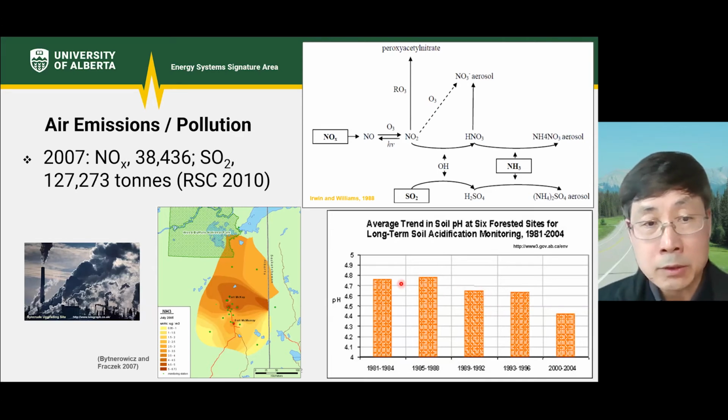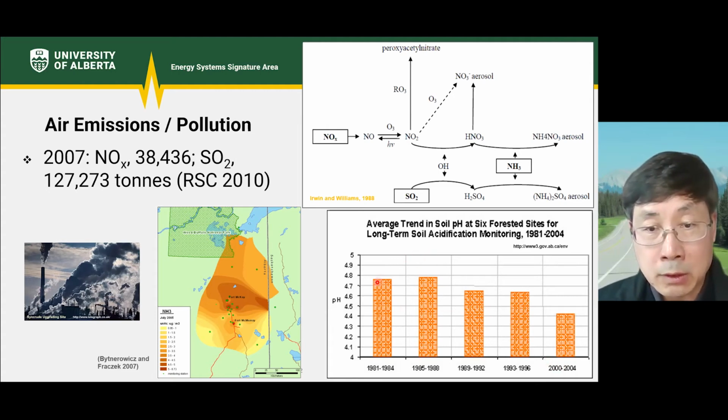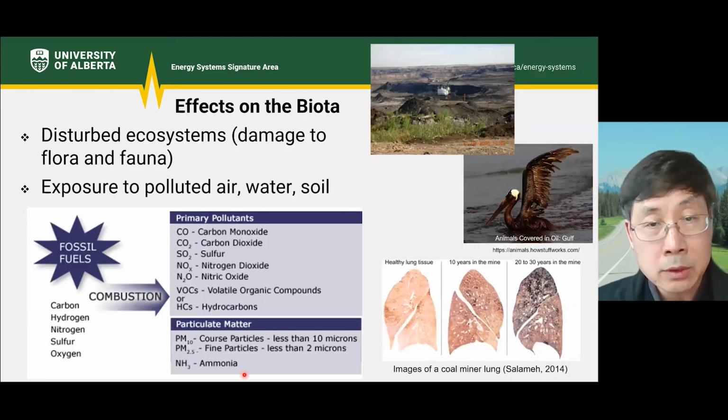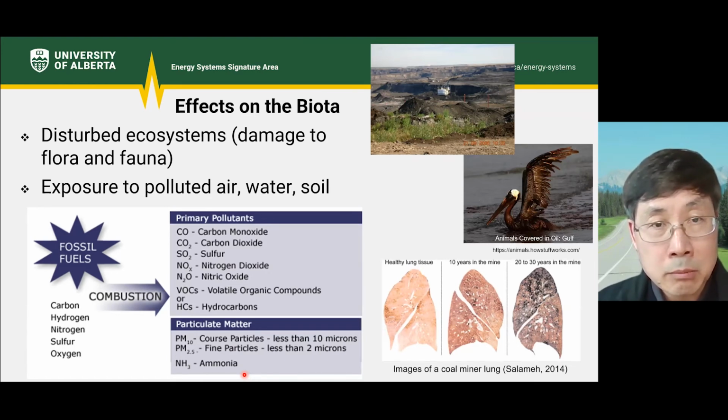And this acidic deposition would then cause soil acidification. This is data coming from Alberta. Long-term soil acidification monitoring shows a reduction in the soil pH caused by acid deposition, going from the 1980s all the way to the 2000s. So this again illustrates the impact of the conventional energy production systems on the air quality. Moving on to talk about the effect on the biota.